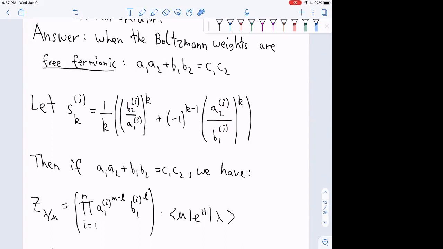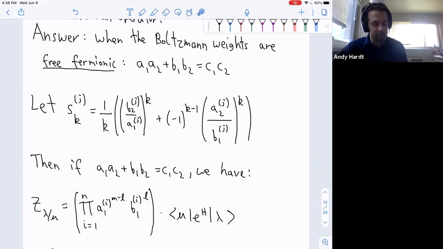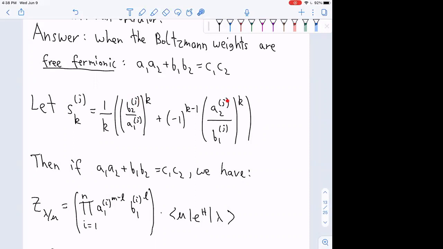And real quick while we're on this, how do I get the superscript j in parentheses from the A1, A2, B1, B2, etc.? This just means the row that it's in. Is that what you're asking? Okay. Yeah. Thanks.